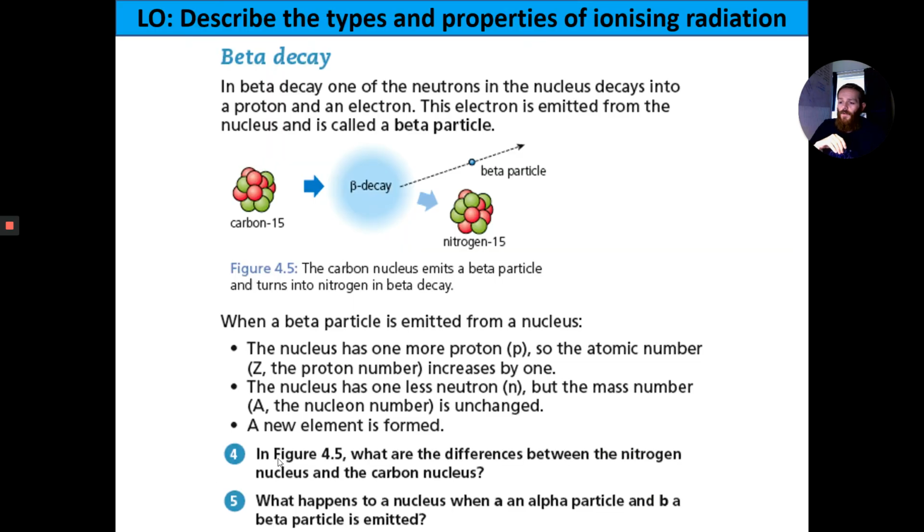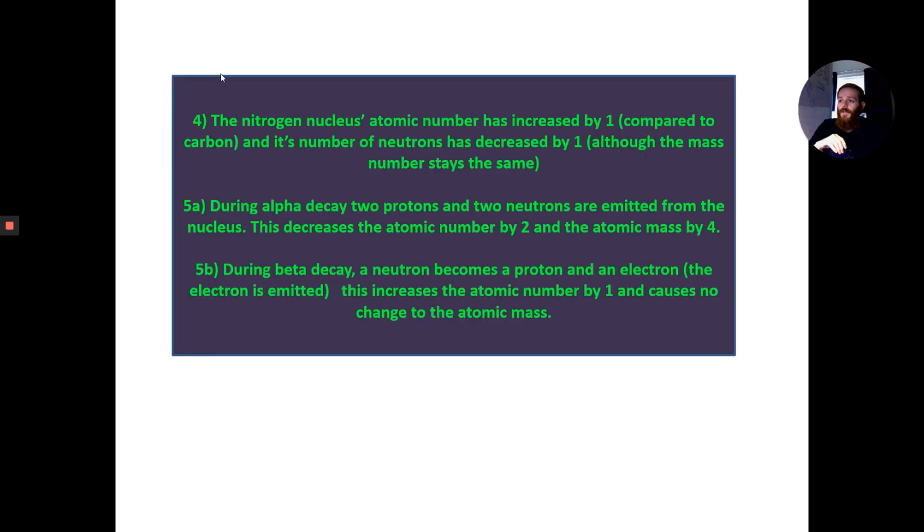For question 4, the question was, what are the differences between the nitrogen nucleus and the carbon nucleus? So the nitrogen nucleus's atomic number has increased by 1 compared to carbon, and its number of neutrons has decreased by 1, although the mass number stays the same. Okay, so you can see that the atomic number's gone up, but the atomic mass has stayed the same.